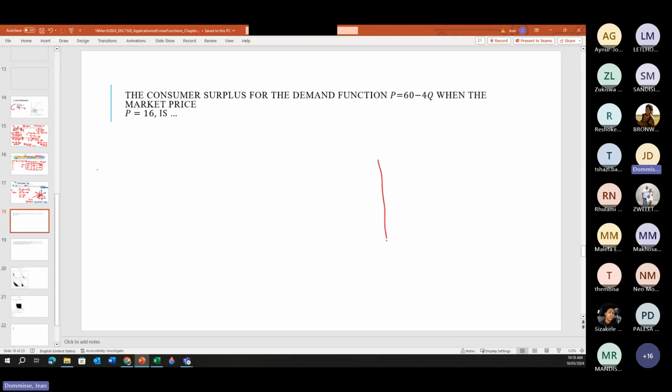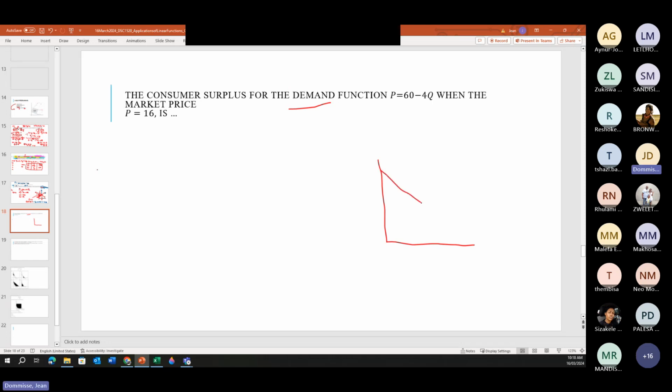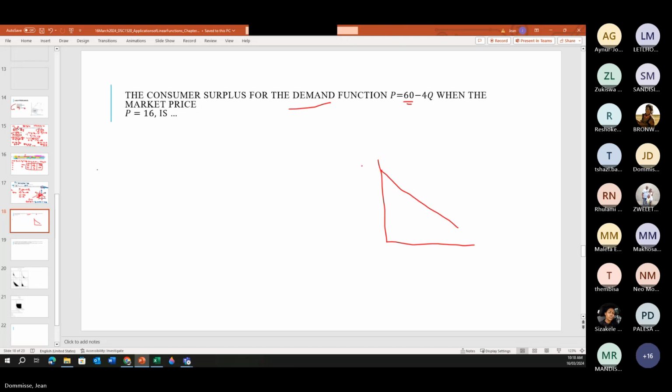And let's see, so right now they give you the demand curve. So they give you the demand curve that will look something like this. Now we already know, okay, at that point, we've got 60. And then they tell us, well, at this point, the supply curve goes through. At that supply curve, the price is 16. Okay, so now we can again work out what Q will be.